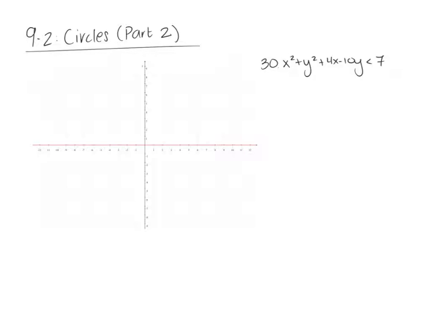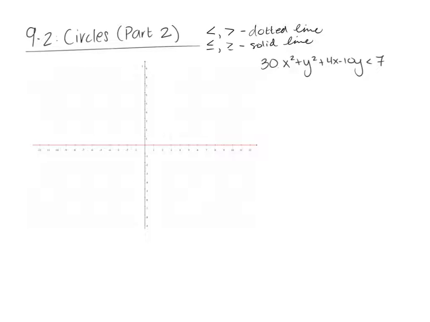If you remember with inequality signs, if the inequality sign is strictly less than or greater than, then you're looking at a dotted line. And if it is less than or equal to or greater than or equal to, then you're looking at a solid line. For 30, they give us the equation x squared plus y squared plus 4x minus 10y has to be less than 7. And what we need to do is figure out what the equation of our circle actually is.